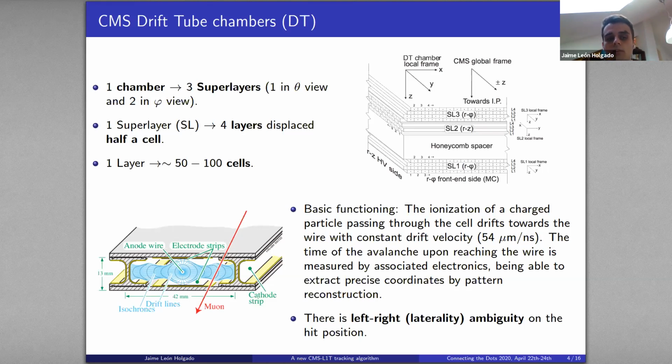The basic functioning of these drift tube cells is that when a charged particle passes through the cell, it ionizes the gas inside. The ionized particles drift toward the wire with constant drift velocity. So we can measure with associated electronics the time of the avalanche upon reaching the wire, and we can extract precise coordinates by pattern reconstruction. Something that you need to know is that we've got a left-right, or what we call laterality, ambiguity on the hit position.